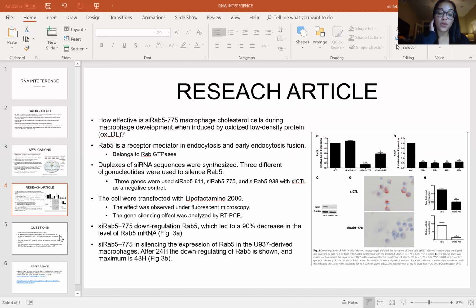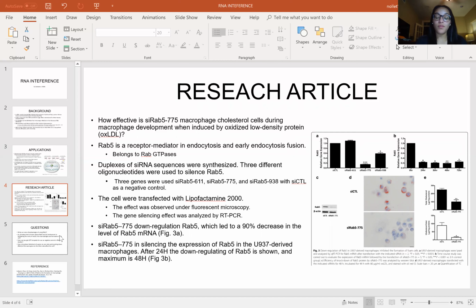It's also known as RAS-related protein in the brain 5. That's the name of that. And what it does is act as a receptor mediator in endocytosis, and it's an early endocytosis protein. It helps with the fusion of endocytic vesicles.